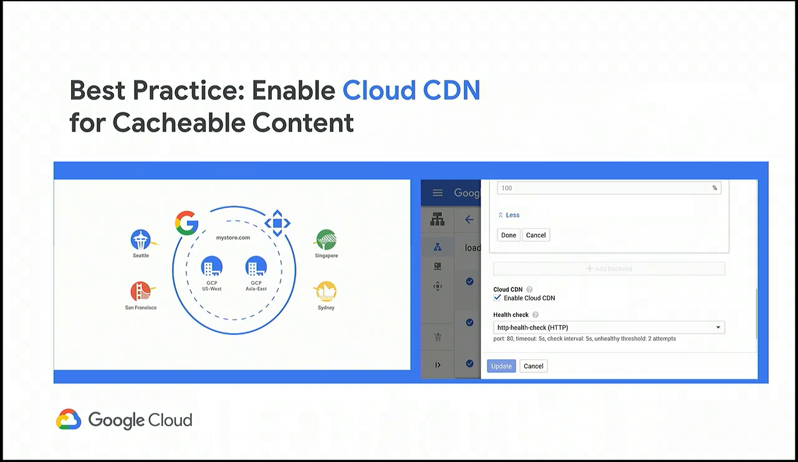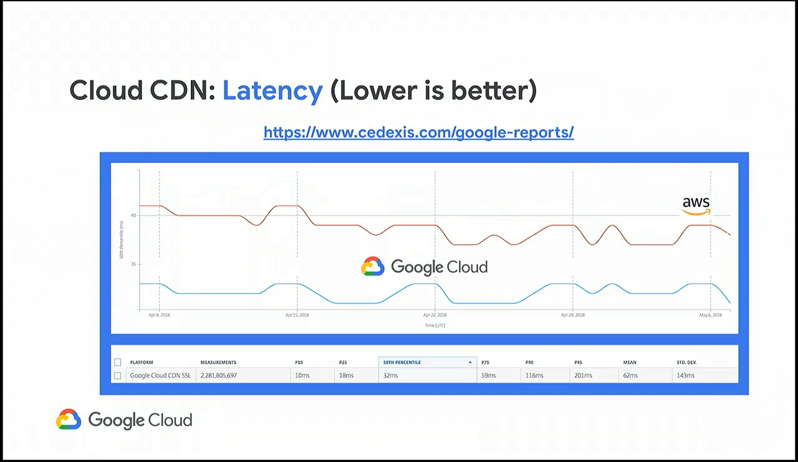Now, a really nice way to optimize for latency, especially if you have content that's cacheable, is cache it at the edge. Use Cloud CDN. All you have to do is enable a checkbox on your backend service, and you'll be serving content and delighting your users with their latency experience. In fact, there was a public study done by Cedexis.com that compared Google Cloud CDN with other providers. You can refer to that link, and it showed that Google Cloud CDN had lower latency, better throughput, and much better availability.